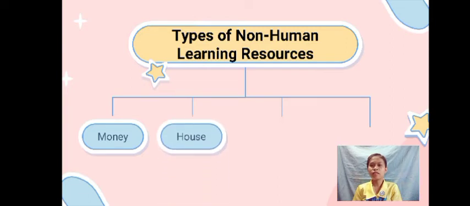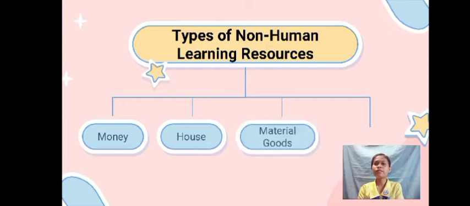Second, house. House is a place for living and working of people. Third is the materials goods. Materials goods may be durable and long-lasting, like an air conditioner, car, television set, and other furniture, or may be consumable items like clothing, cosmetics, etc. These goods are generally acquired by the families by the use of money.